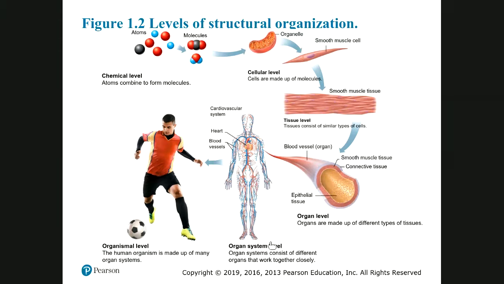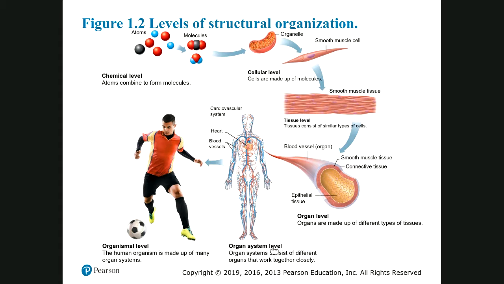Those organs will be made of tissues, tissues will be made up of cells, and cells will be made up of chemicals. So our digestive system is going to be made up of your stomach, your intestines. Those are two organs that are going to be a part of the organ system. So an organ system is going to consist of different organs that are going to work together closely to carry out the function of that particular system.